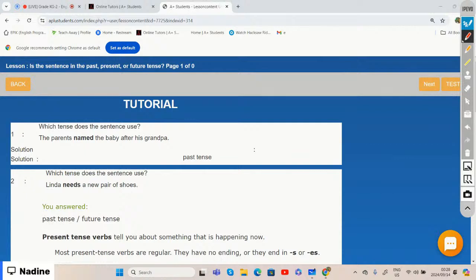All right, so here it is. Which tense does the sentence use? We must say if it is present tense, past tense, or future tense. My parents named the baby after his grandpa. My parents named the baby after his grandpa. Named, is that the present tense, past tense, or future tense?